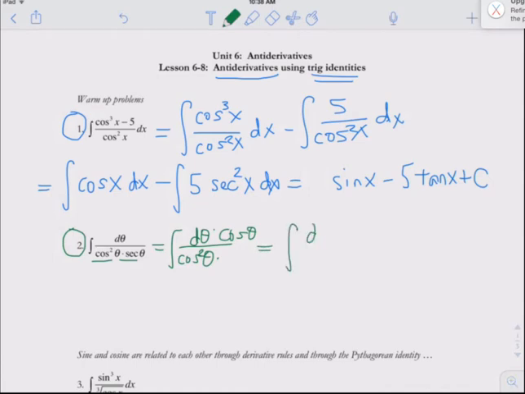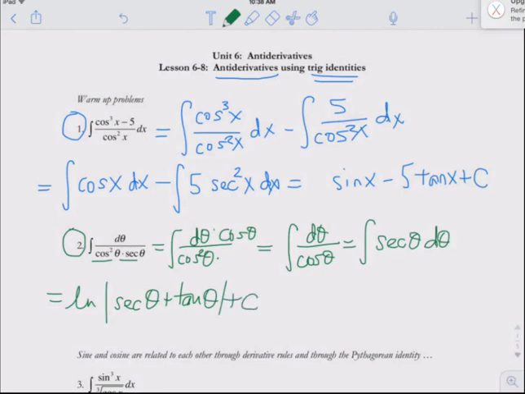Simplify. This is just secant itself. And this is one of the formulas we suggested you memorize. So those are some things you should already know how to do.